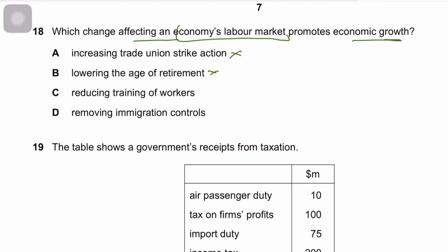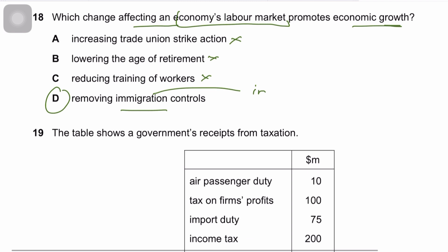Reducing the training of workers is also not going to boost economic growth. In fact, it will reduce economic growth, because the more workers are trained and skilled, the more economic growth there should be. So it's the opposite effect. So the answer should be D, removing immigration controls. Immigration means people will come into your economy from outside, in search of better jobs. If you relax immigration policies and make it easier for people to get visas and come and settle in your country in search of better work, that would increase the country's GDP and promote more economic growth. So the answer should be D for David, 18.